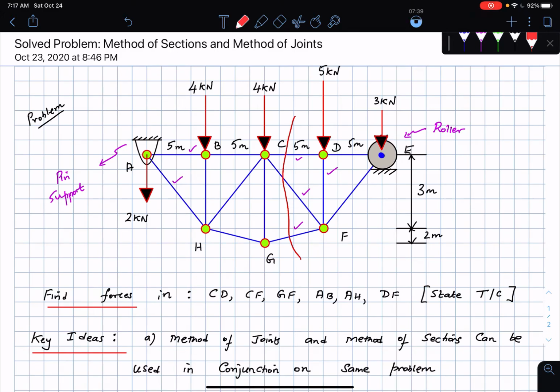And AB and AH, you can see obviously, I can draw the free body diagram at A. I will be able to get AB and AH using the method of joints. DF, I can actually directly look at the figure and tell you the DF is going to be 5 kilonewtons in compression, and I'm pretty sure you can do that too. But you can use the method of joints for that. Okay, so this is my strategy. I'm going to get rid of the lines that I just drew here. Okay, so strategy.